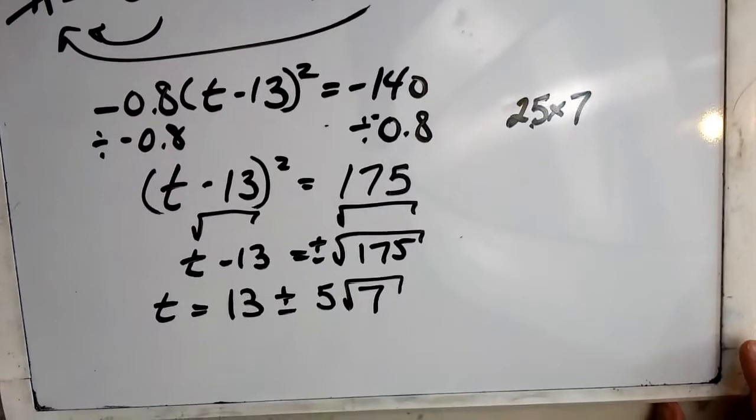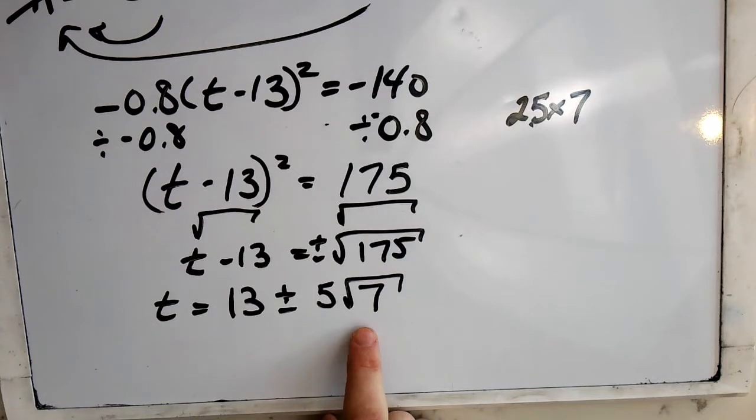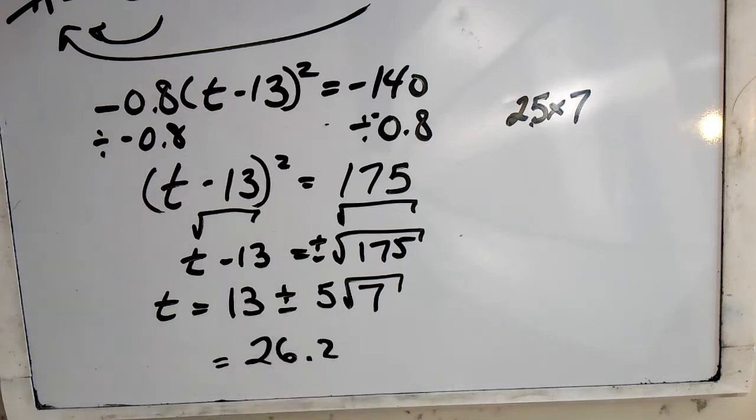As this is a word problem, I'm not going to leave it like this. I need to plug it into my calculator and solve for a decimal answer. So I'm going to start with 13 plus 5 root 7. And if I do 13 minus 5 root 7, I get a negative answer. So I'm going to ignore the negative answer. We want the positive.